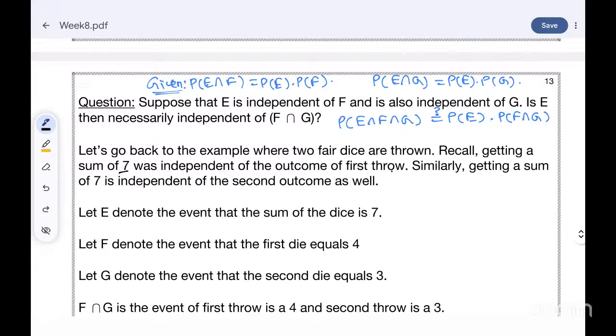So how to write this? Let E denote the event that the sum of the dice is 7. Let F denote the event that the first die equals 4. And let G denote the event that the second die equals 3. Now what is F intersection G? F intersection G is the event of first throw is a 4 and second throw is a 3. Correct? Before going to the next part, first let's try to understand what is happening here. So for E, what are the possible outcomes of E?